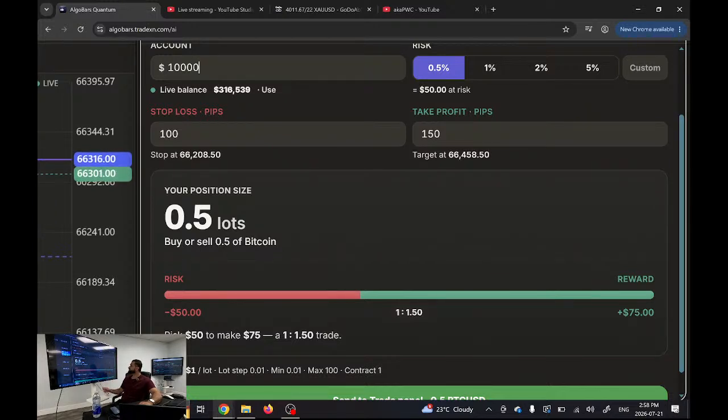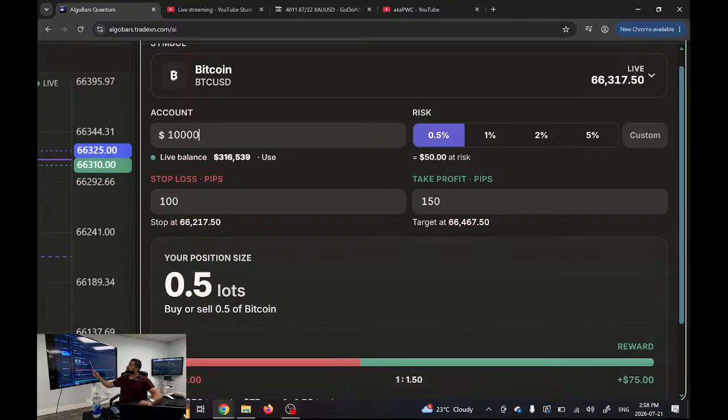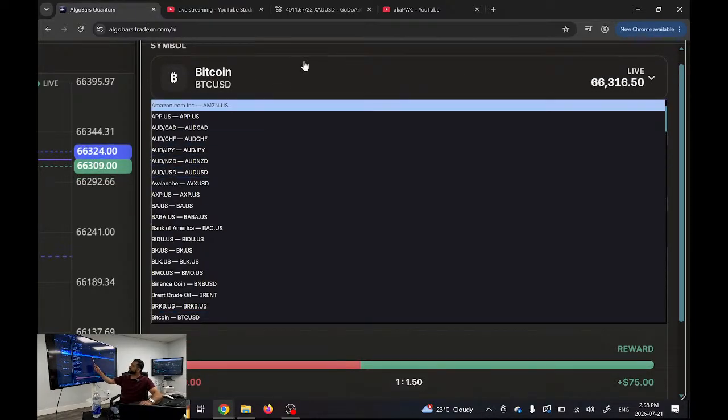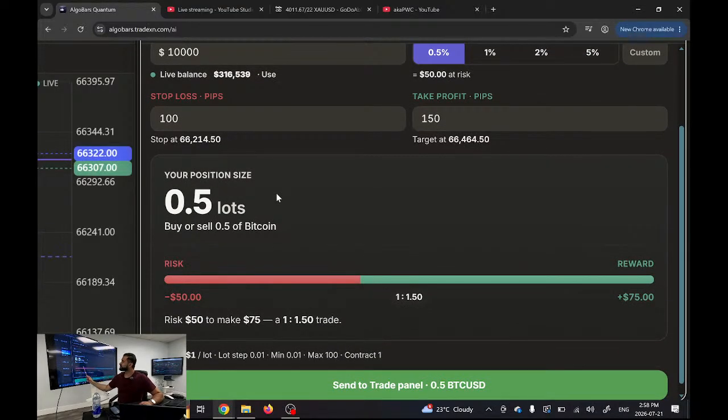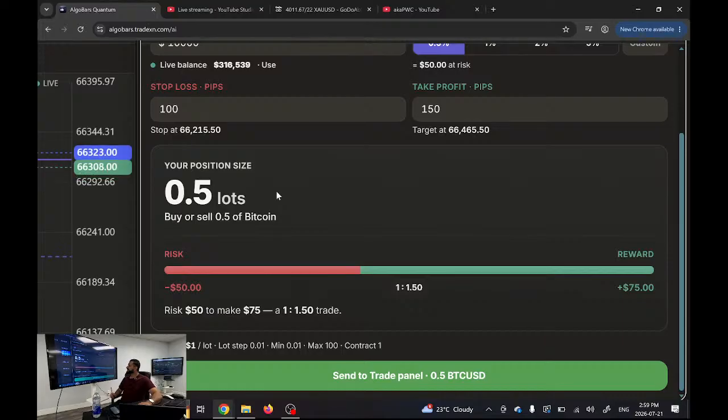at 150 points. Look, my position size would be for BTC, which I can change the market to whichever market I want. On BTC, I should be using 0.5 lots. And this is my risk on that trade. This is my reward on that trade. And now here's the crazy thing.